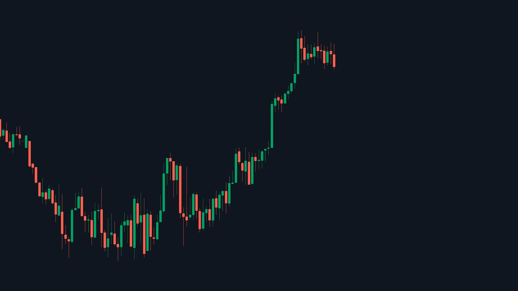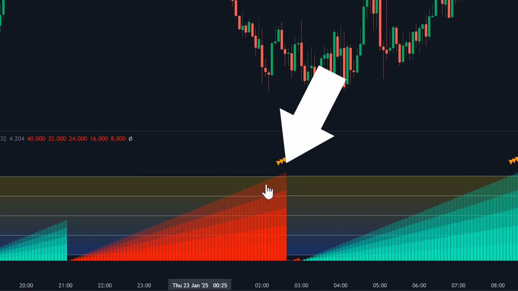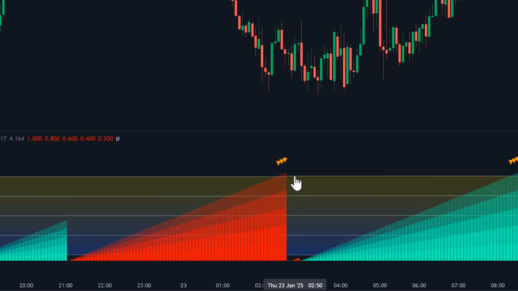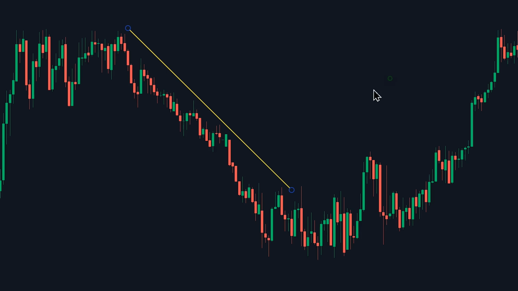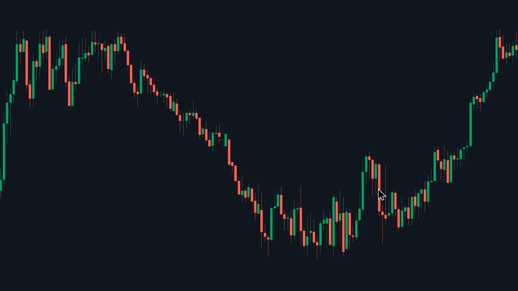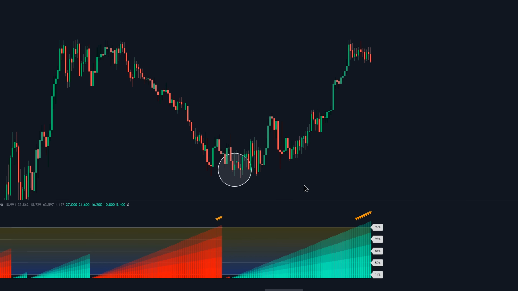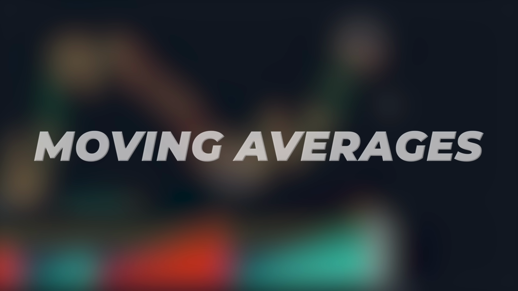Conversely, as the red histogram grows and reaches the uppermost standard deviation level, it indicates that the bearish trend has lasted longer than usual, suggesting that the trend may soon reverse to the upside and making it a good time to prepare for long positions. Now remember, these are probabilistic signals, so it's good practice to confirm with other indicators like volume, price action, or moving averages before entering a trade.